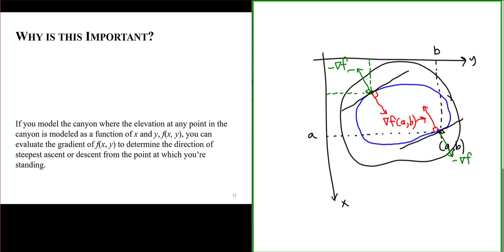If you model the canyon where the elevation at any point in the canyon is modeled as a function of x and y, you can evaluate the gradient of that function to determine the direction of steepest ascent or descent from the point at which you're standing.